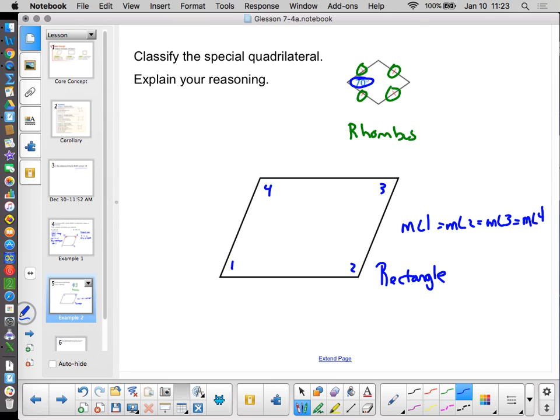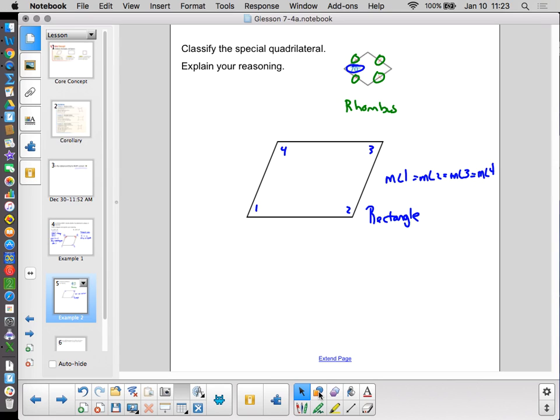Do I have information to conclude that it's a square? What else would I need to know? I'd need to know that all four sides are congruent. Do I know that? No, I do not. So I cannot make the conclusion of square. That is a rectangle. I could do another one.